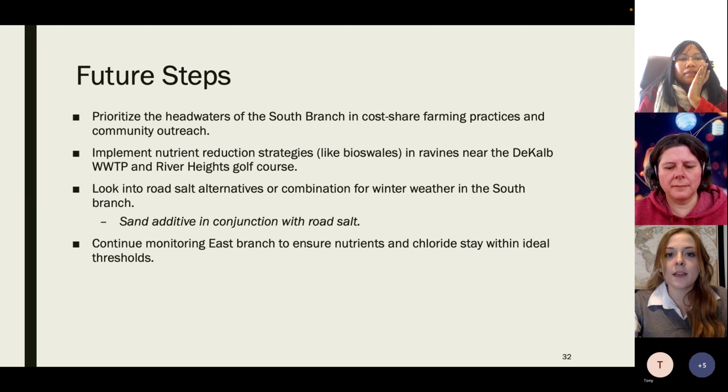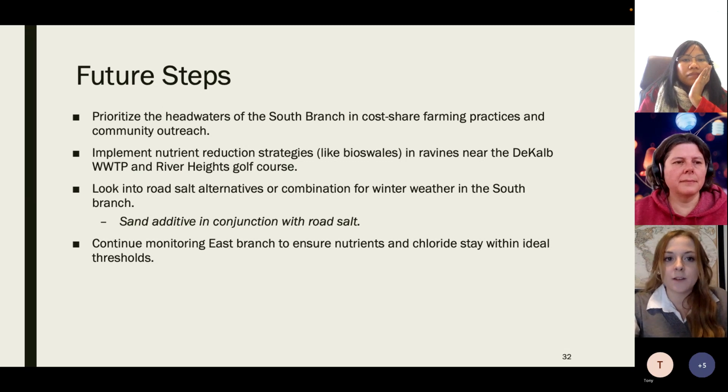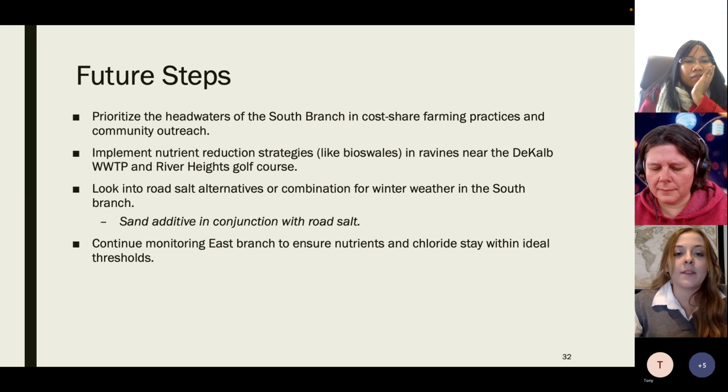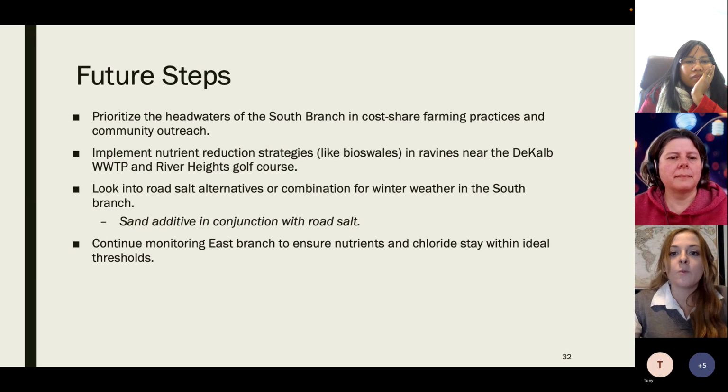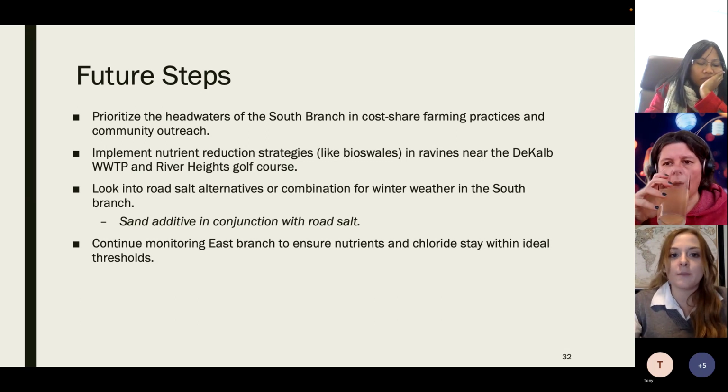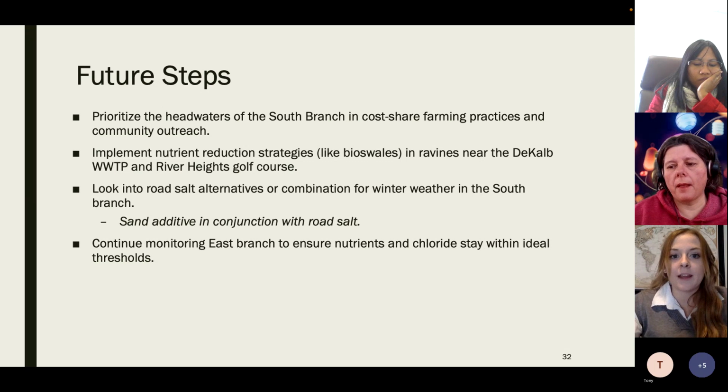After this work, there are some future steps we could take. In terms of agricultural land use and the nutrient concentrations, we should be prioritizing the headwaters of the South Branch when we're thinking about cost share, conservation farming practices, as well as community outreach. In our urban areas, we should be implementing nutrient reduction strategies such as bioswales in the ravines near the DeKalb wastewater treatment plant and the River Heights golf course.